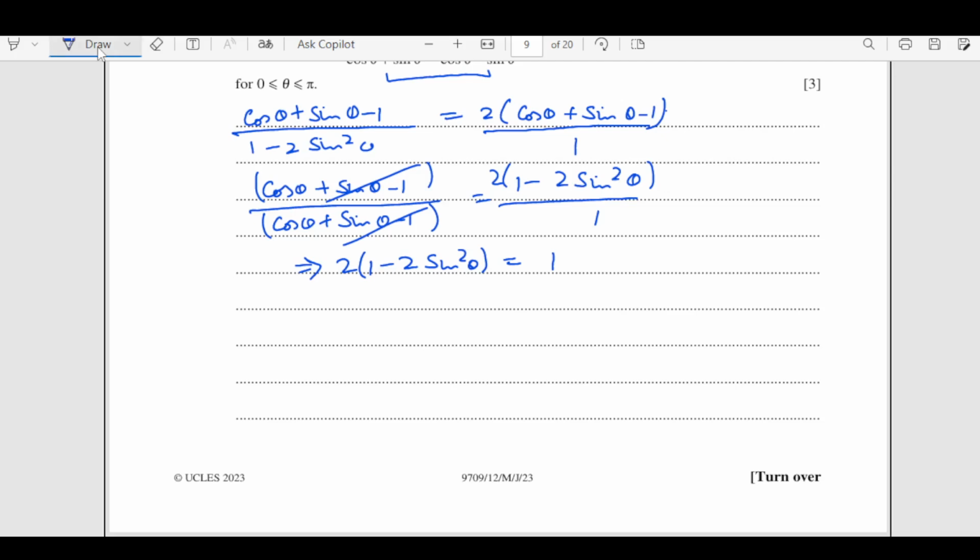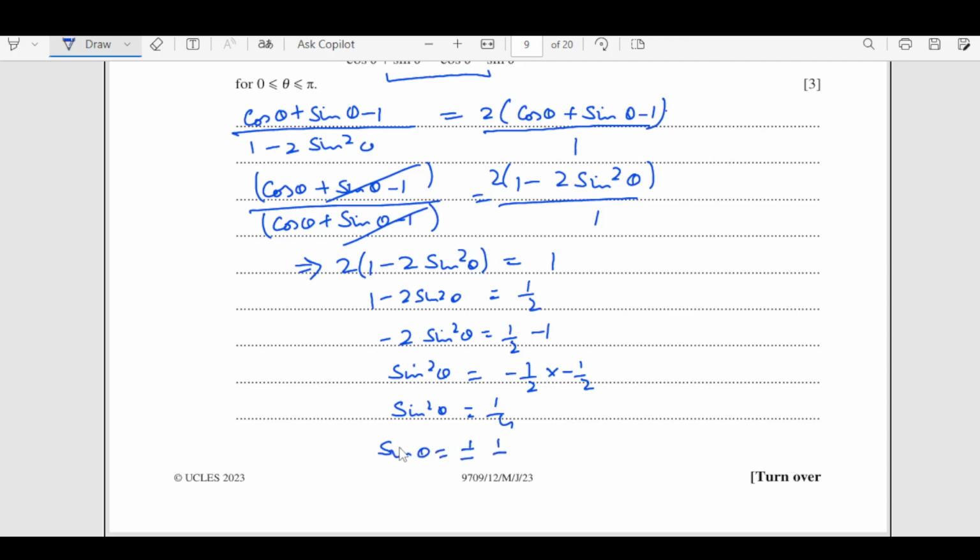So this is going to be 1 minus 2 sin squared theta is equal to 1 over 2. Now it's correct. Negative 2 sin squared theta is equal to 1 over 2 minus 1, right. So sin squared theta is equal to, this one is negative half times this, bringing 2 to other side, this is also negative half, which is 1 over 4. So sin squared theta is 1 over 4, then sin theta is going to be plus minus half, right.